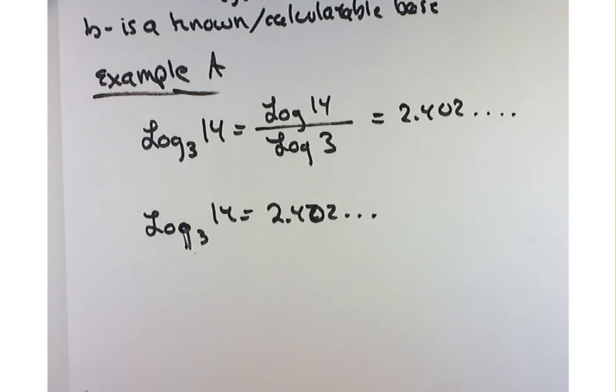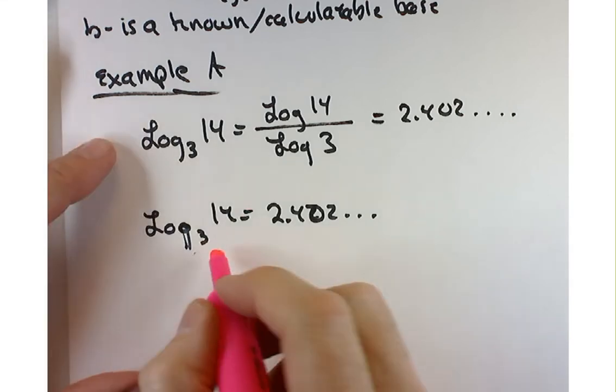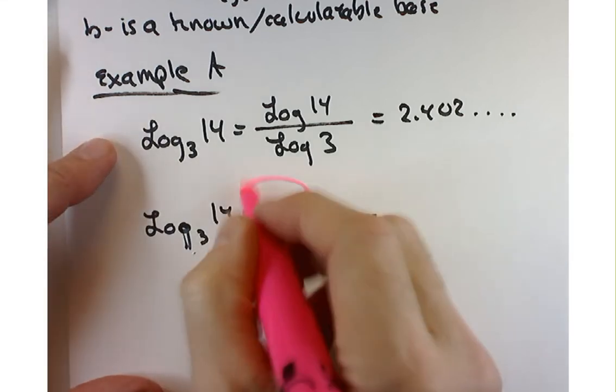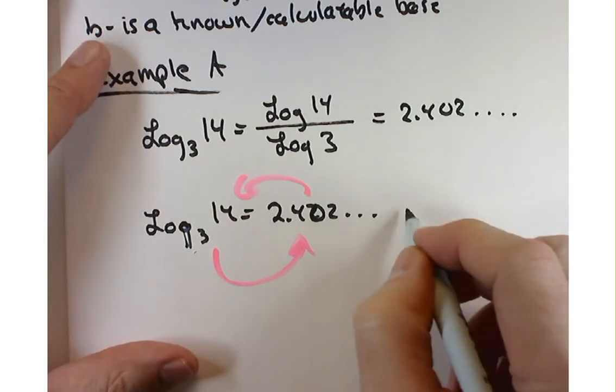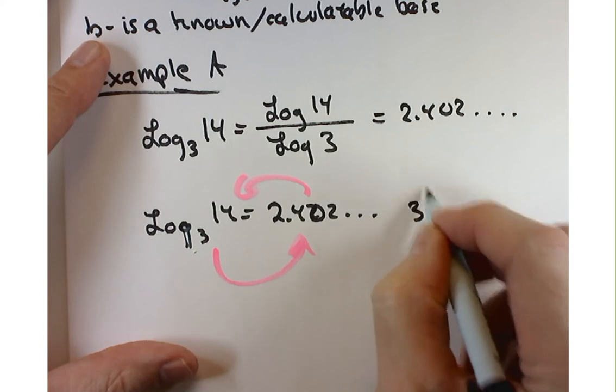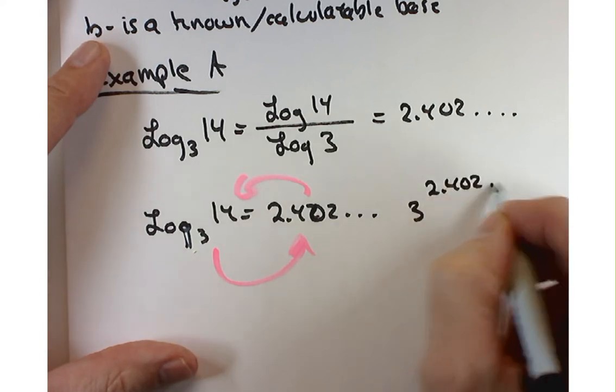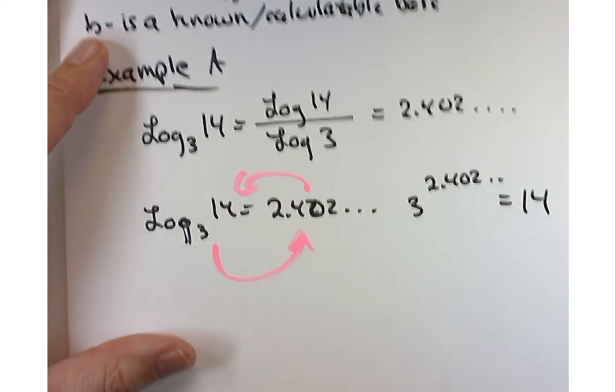The way to check this is if I rewrote it using exponents. How would I rewrite this using exponents? What would it look like? What to what power? Angel? Beautiful. Thank you so much. 3 to the 2.402 dot dot dot. That equals 14, or should equal 14.